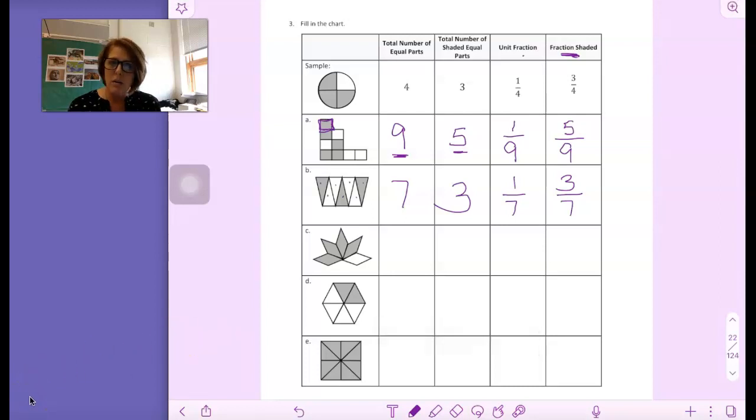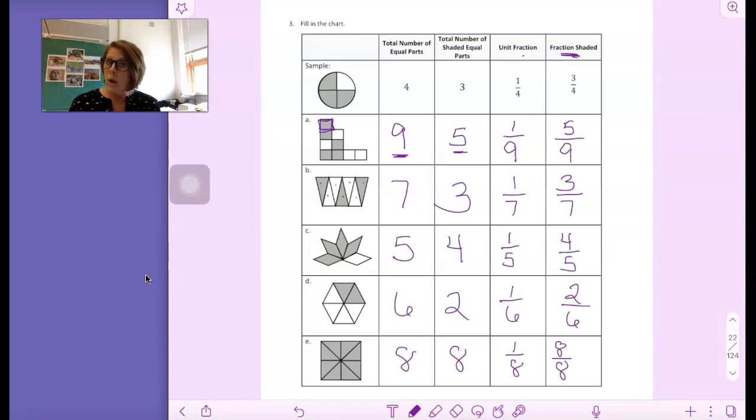I want you to pause the video, go ahead and finish C, D, and E on your own, and then come on back. Welcome back, everyone. Hopefully, the bottom of your chart looks like mine from C on. Take a moment to check your work. And then I want to go down to letter E, where we have 8 of our parts shaded out of 8. Whenever we have that, we can see all of those parts are shaded. So this is equal to one whole. 8/8 would be one whole.